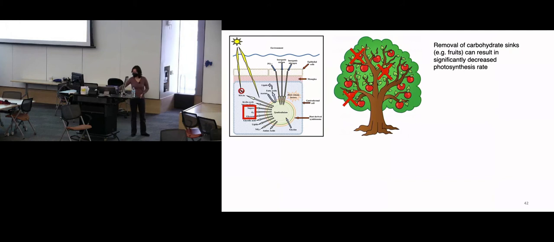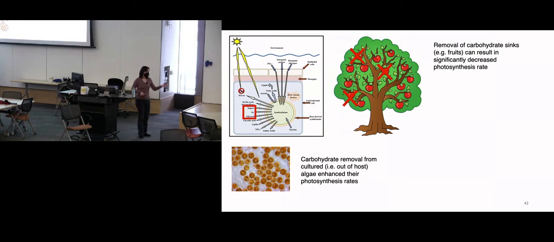Then we found literature showing that in free-living algae, if you remove the carbohydrate from the culture, constantly removing the sugar that they produce, it enhances their photosynthesis rate. So the amount of sugar in photosynthetic tissues is a signal for the symbionts to up or down regulate photosynthesis. If there's too much, they're going to be like, oh, I'm going to shut down photosynthesis. I don't need that much.